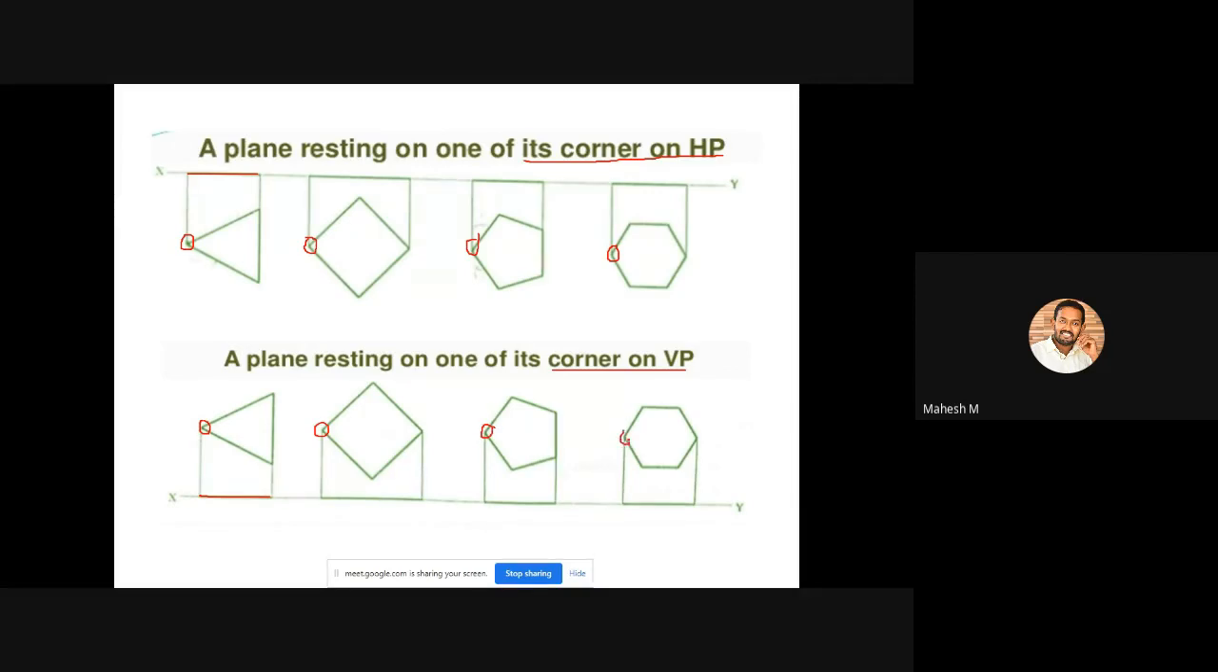I think you know the difference. Did you understand the difference? Any doubts?